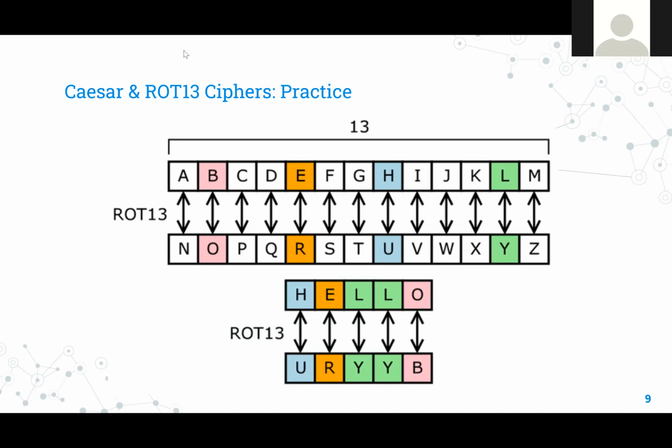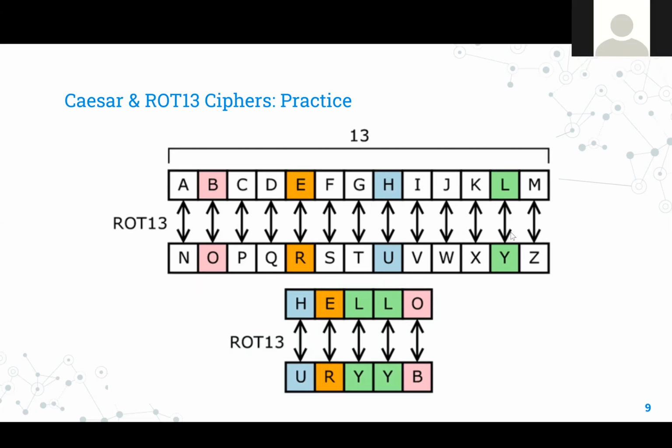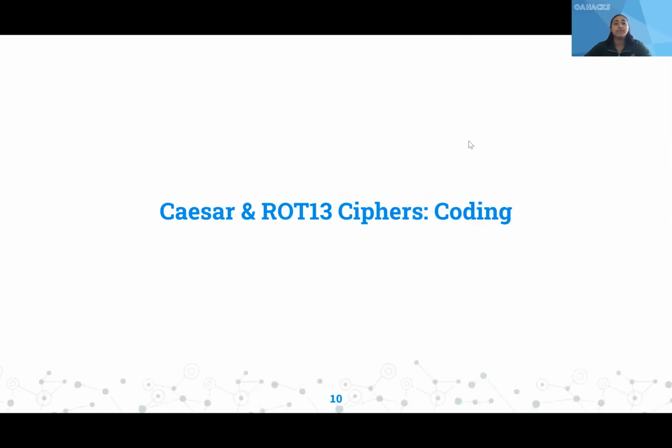Are there more ways to arrange it? In a ROT13 cipher, this is the only way that you're going to get. Oh, okay. But in a Caesar cipher, you have 25 different options on how you're going to encrypt it. So it's a little different. Oh, okay. Okay, so let's actually try to code this out.